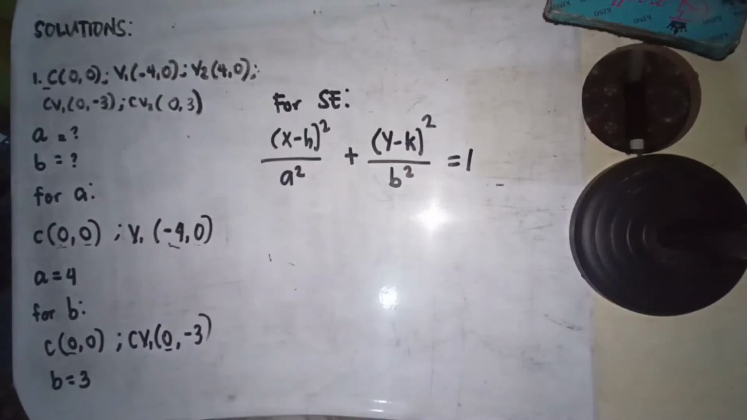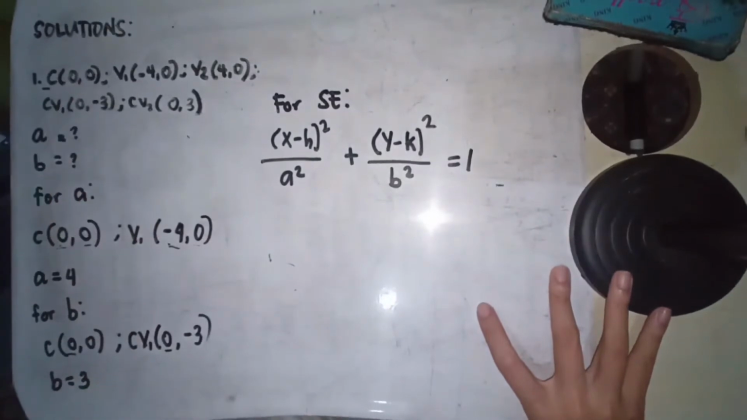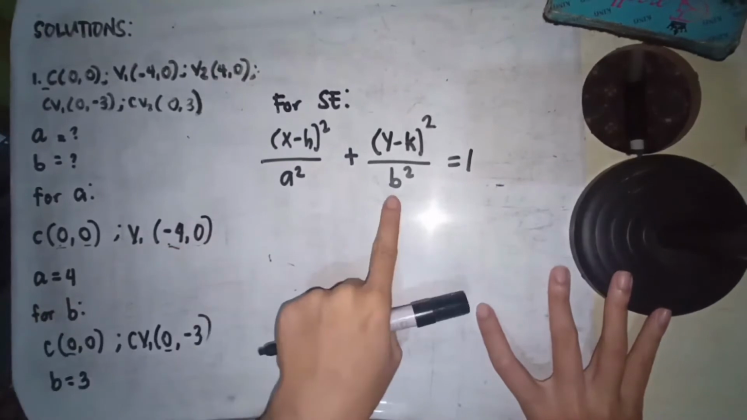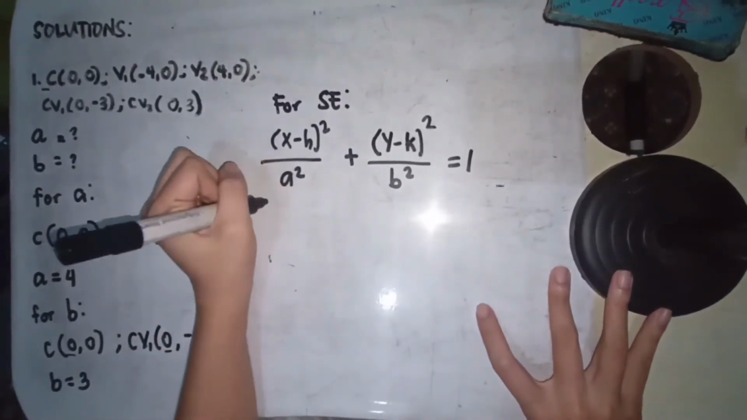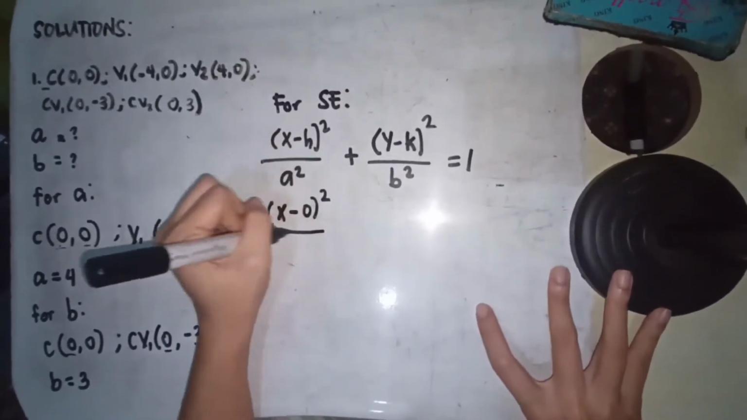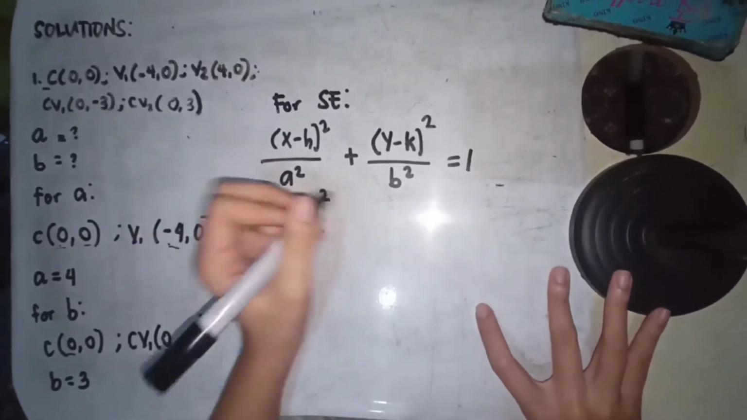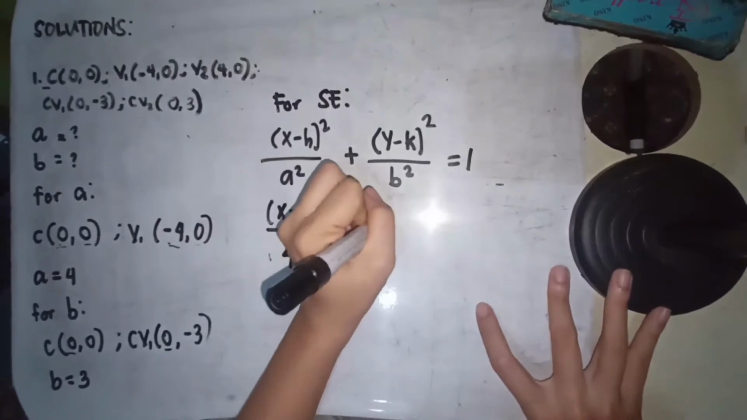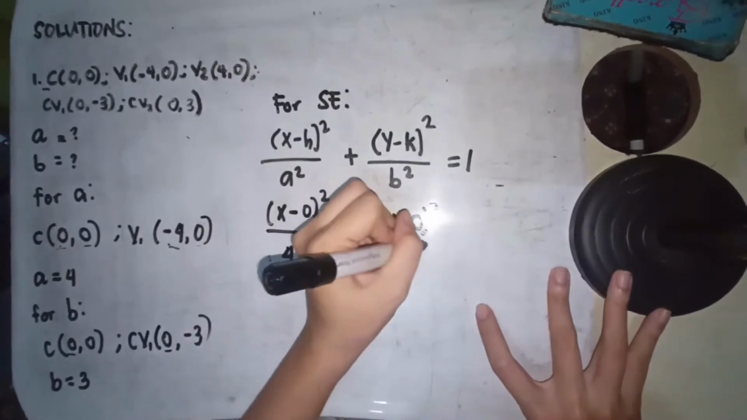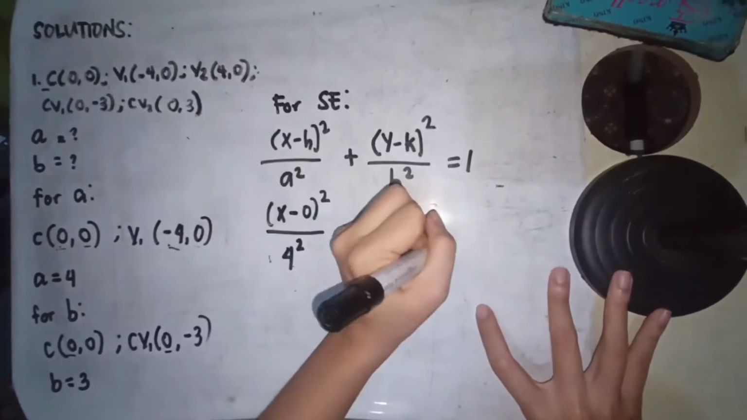Okay. Again, we have center at 0 and 0. That means our h and k are 0. Our a, we have 4. Our b, we have 3. So therefore, we have x minus 0 squared over our a. Again, we have 4, and then squared man ta diha, so squared ta dire. Plus quantity of y minus our k is 0 squared over our b, which is 3 squared. This is equals to 1.